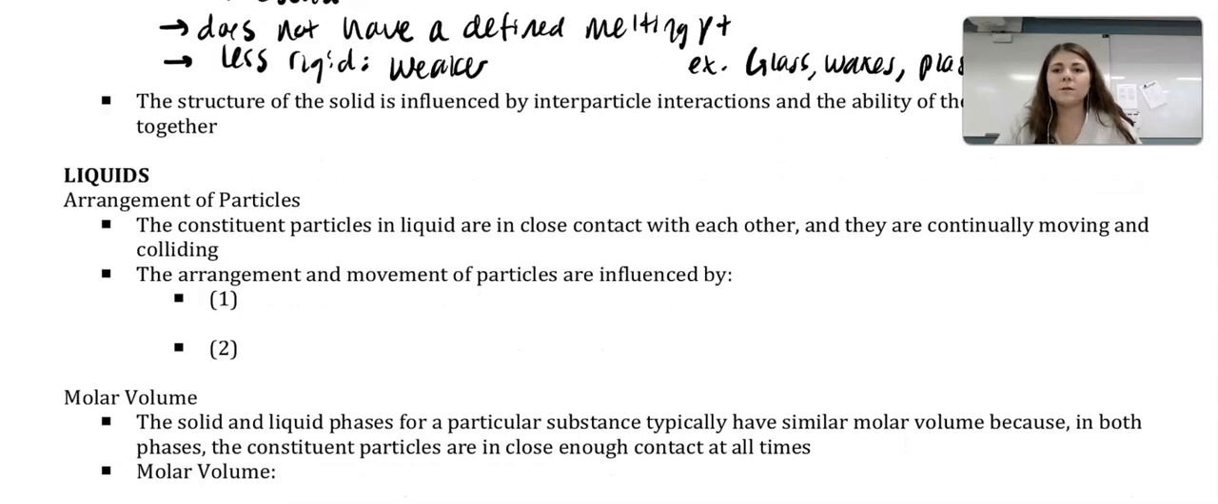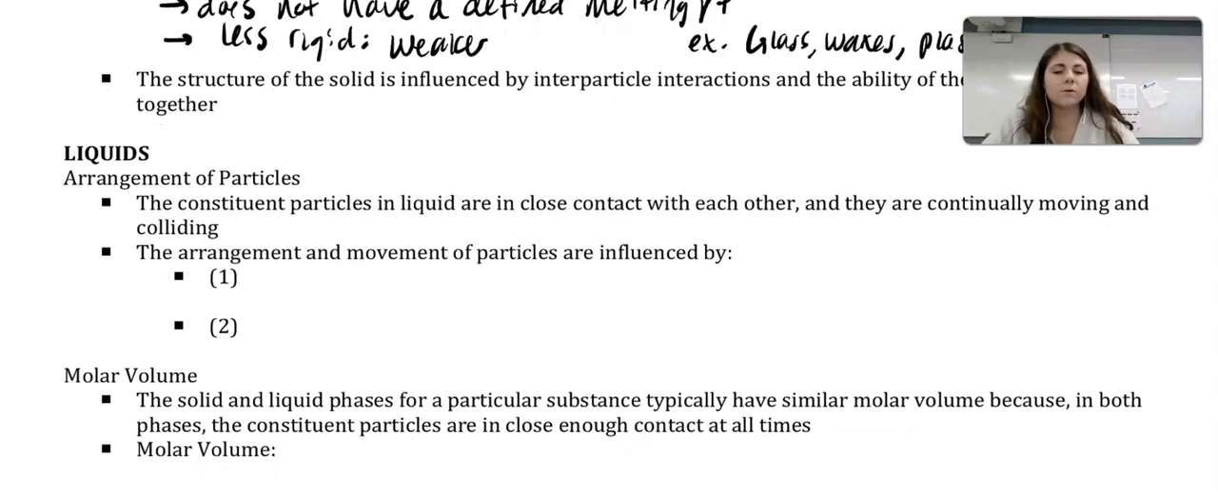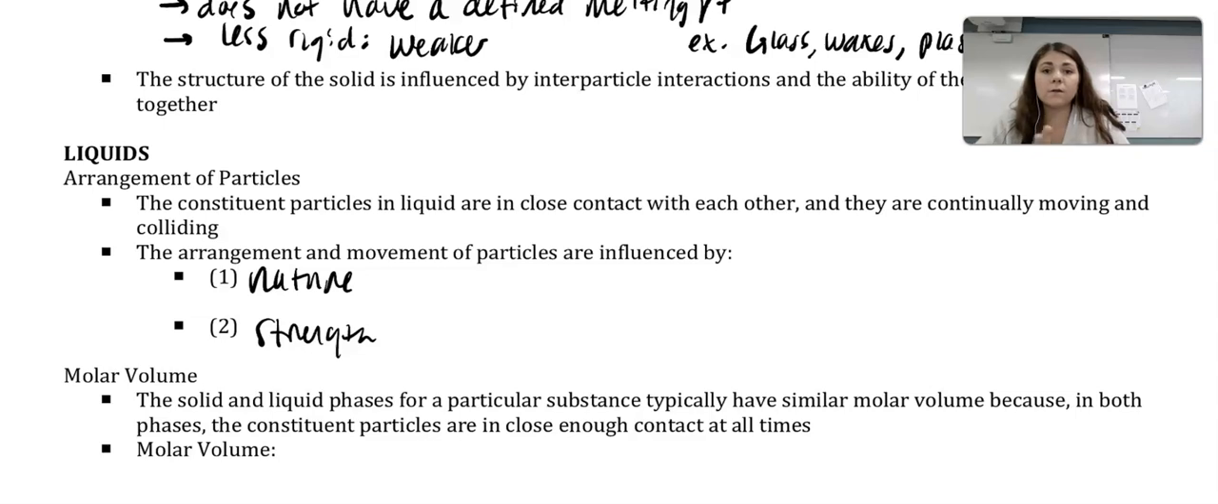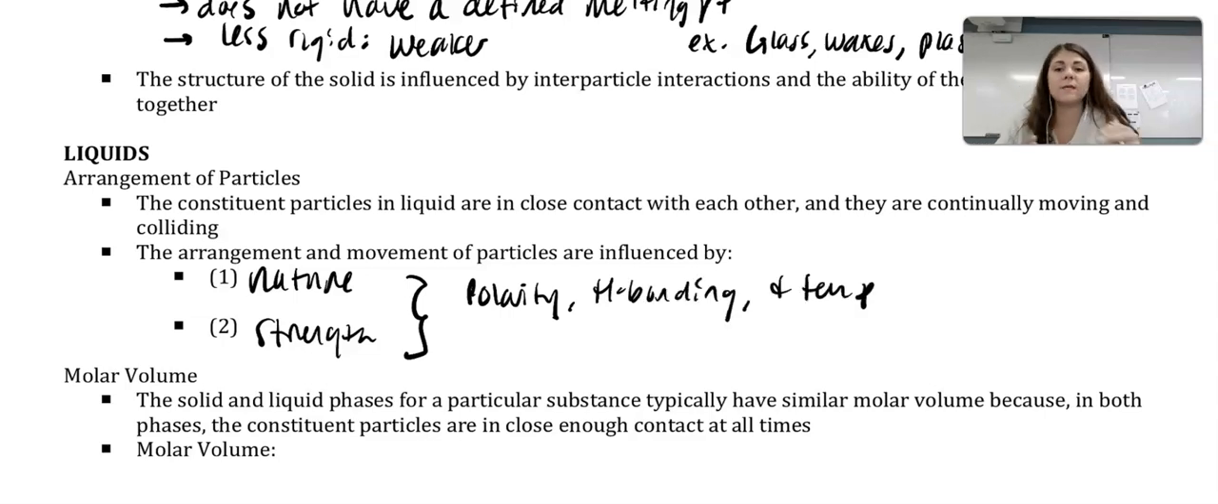Moving on to liquids, the arrangement of particles. When it comes to liquids, they're in close contact with one another, but they're still going to be moving and colliding, okay? Unlike the solid, they're going to be right next to each other. The liquid, they'll be relatively close, but they're actually going to be moving and colliding a lot more. So the arrangement and movement of particles are going to be influenced by the nature and the strength of the particles. And so this is going to come down to polarity, is there hydrogen bonding, and temperature.